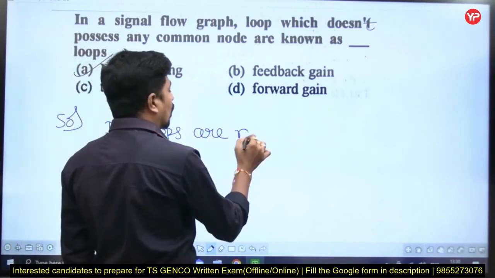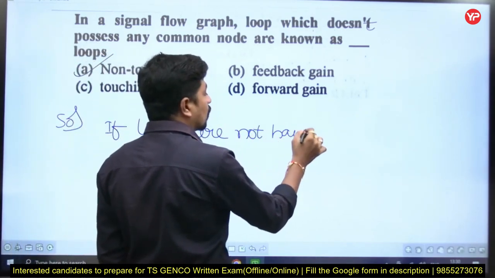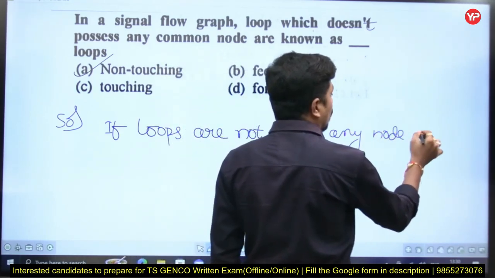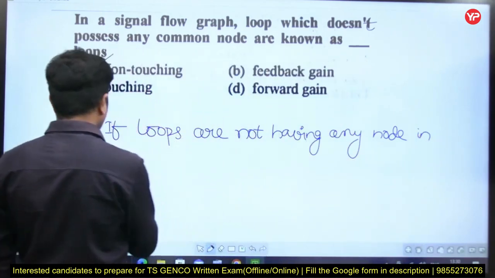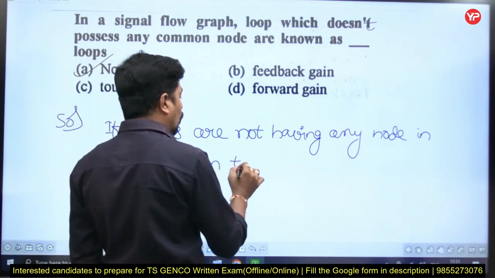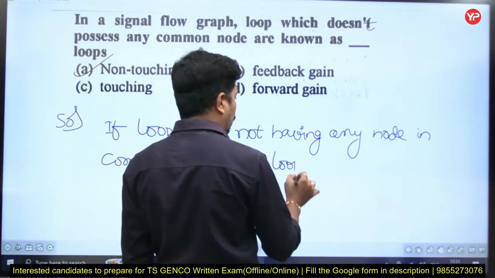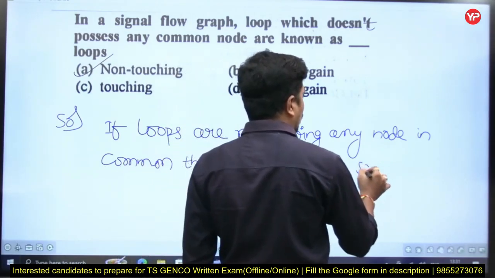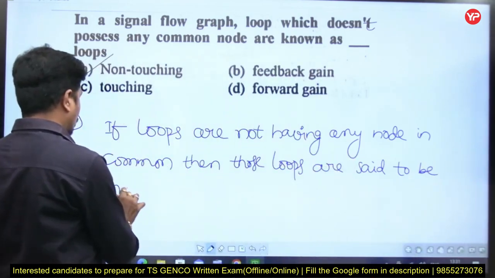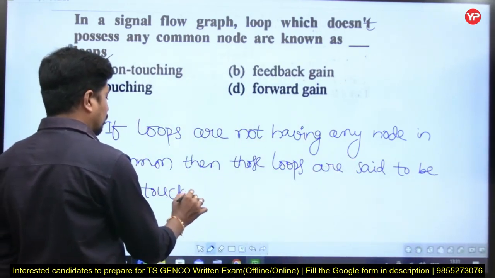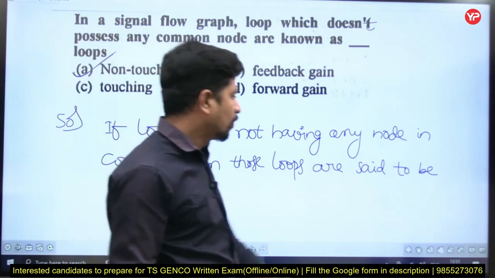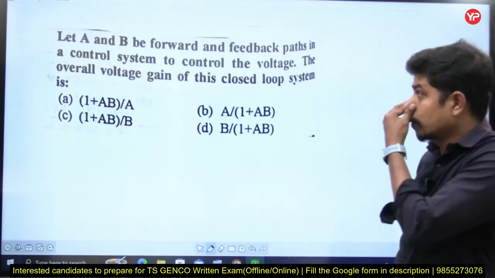If loops are not having any node in common, then those loops are said to be non-touching. So the option is A. Let's go to the next question.